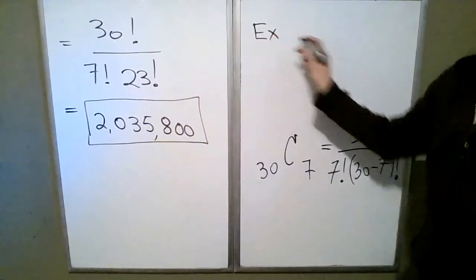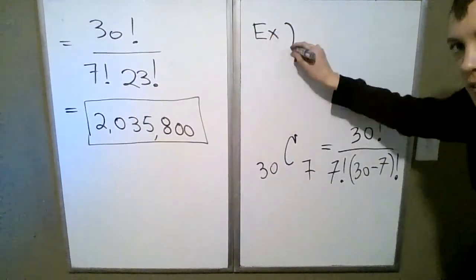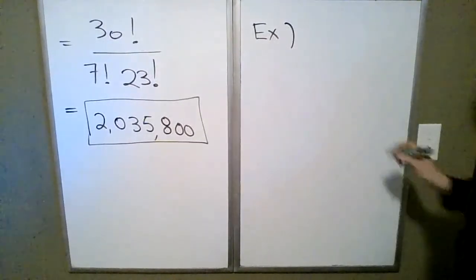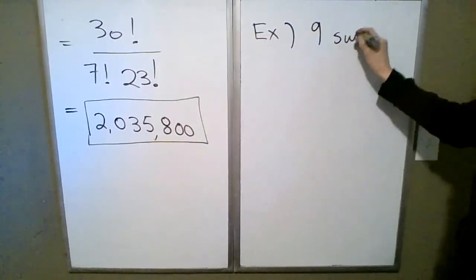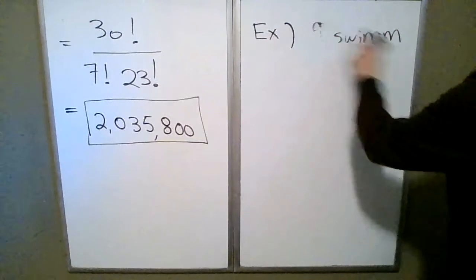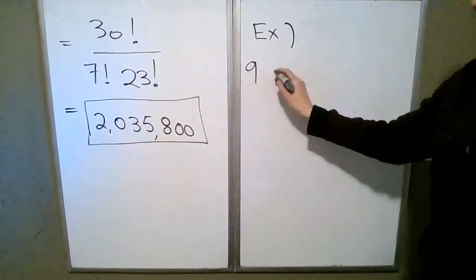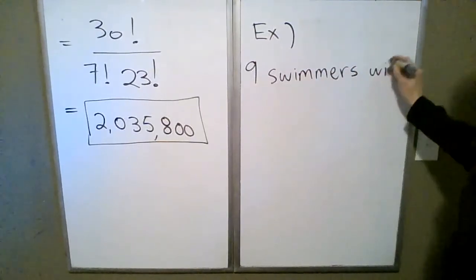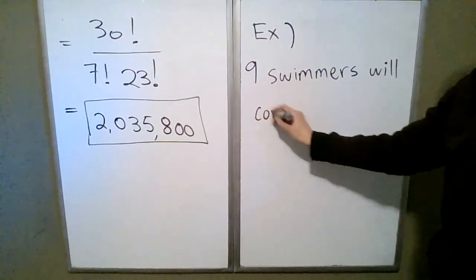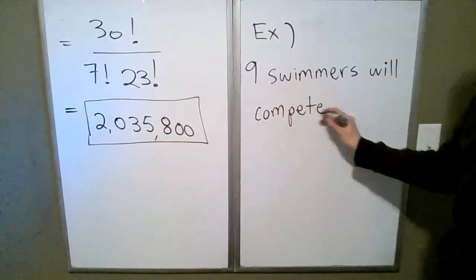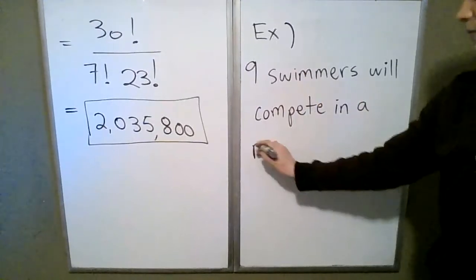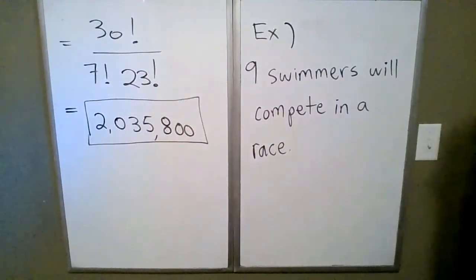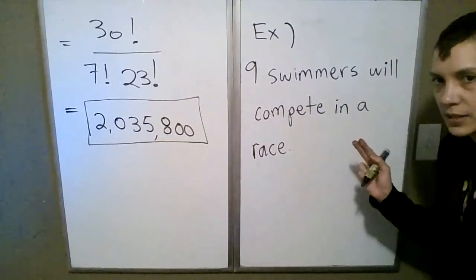Next, we have 9 swimmers who compete in a race. How many ways can I place first or second or third?